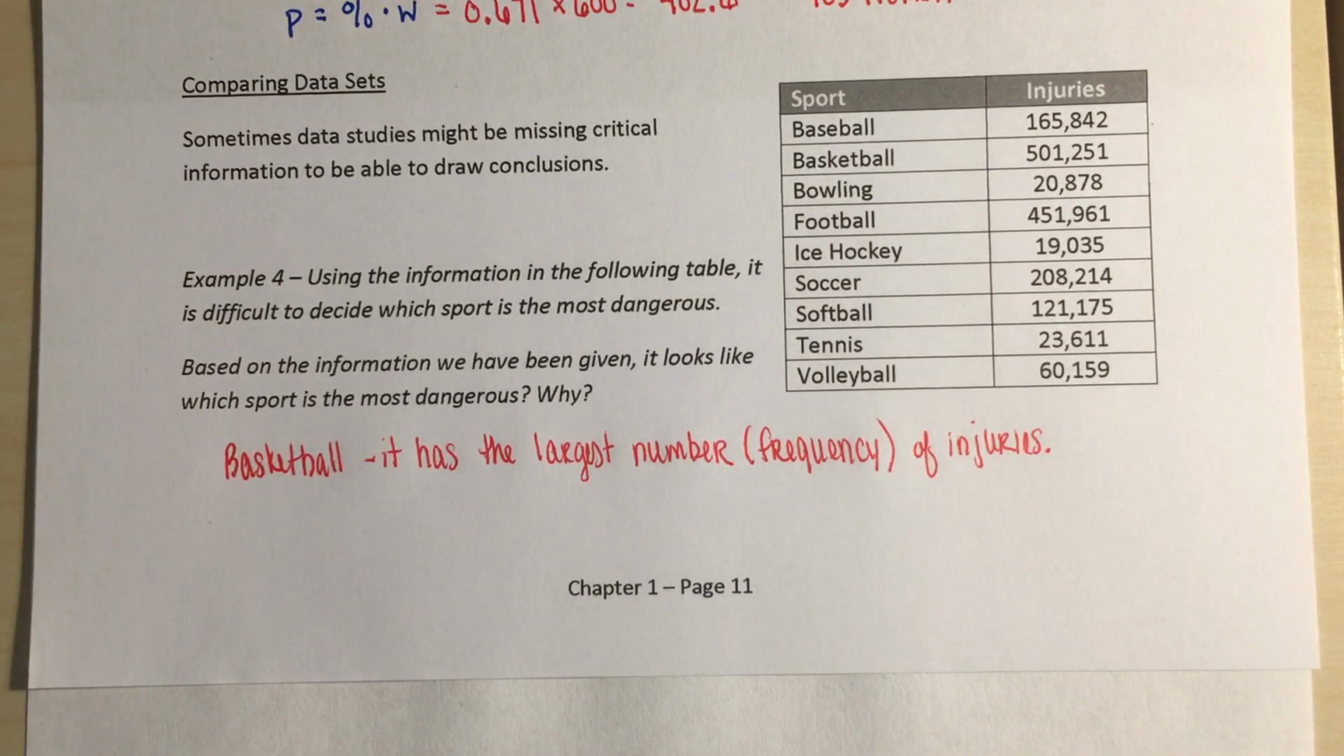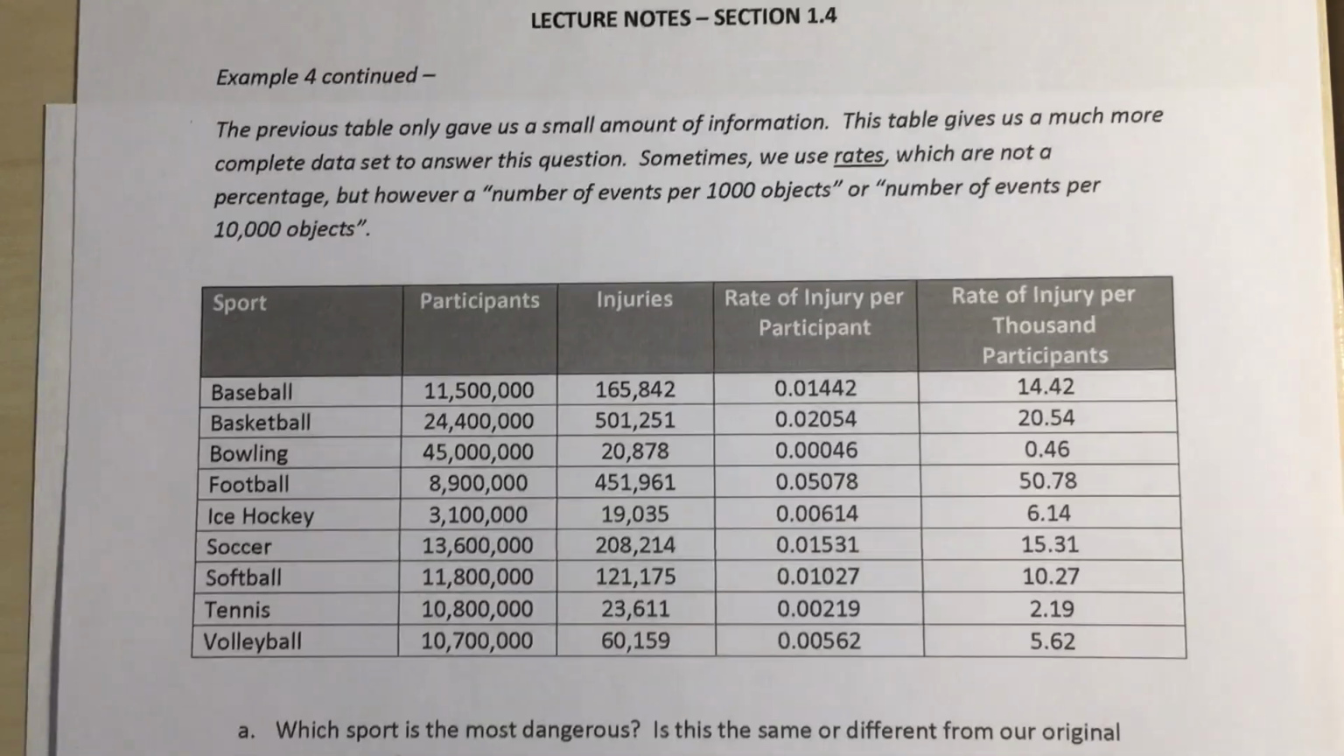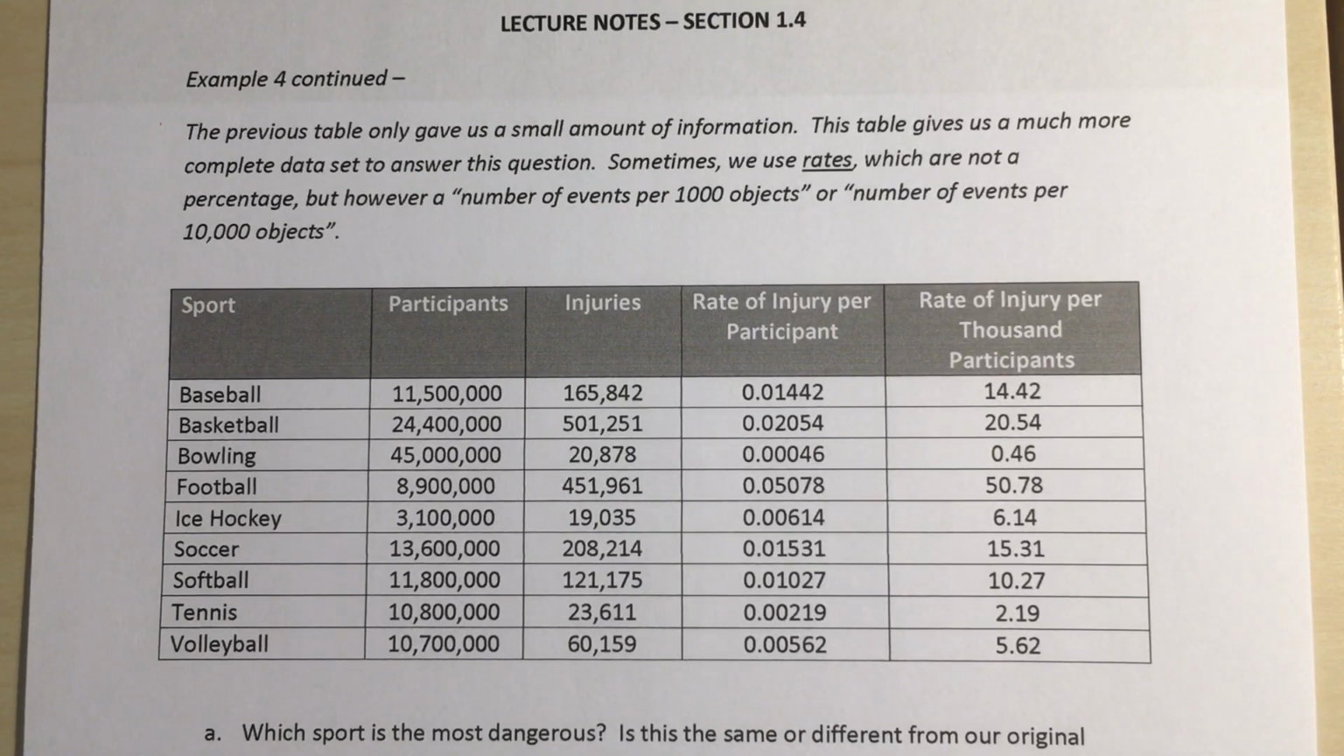Now we're going to flip to the next page in our notes, and instead of seeing just a generic little table, we see a lot more information here about our sports. The previous table only gave us a small amount of information. This table gives us a much more complete data set to answer this question.